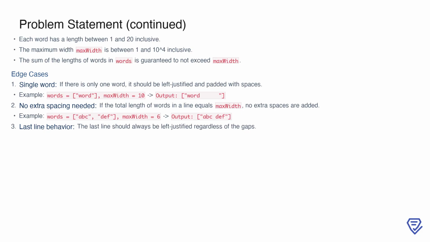Another case is when no extra spacing is needed. If the total length of words in a line equals max width, no additional spaces are added. Lastly, the last line of text should always be left justified, even if there are multiple words, with spaces added only to the end as padding.